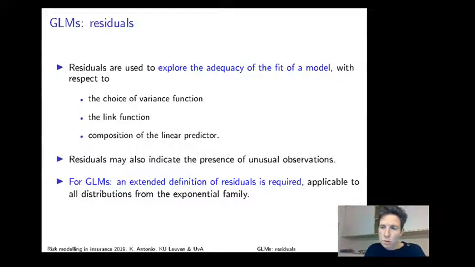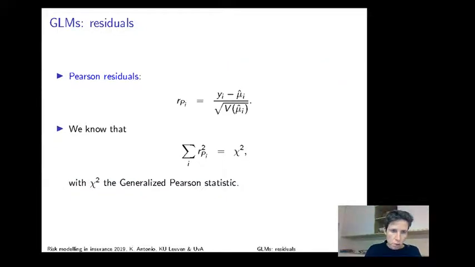And a first type of residuals used in this context is the so-called Pearson residual. These residuals use the difference between the response and fitted value, the mu hat, but scale it with the square root of the variance function evaluated in this fitted value. As such, the raw residuals are appropriately scaled. And a particular feature of those Pearson residuals is that if you take the sum of the squared Pearson residuals, you get the Pearson statistic as defined earlier on in this video.